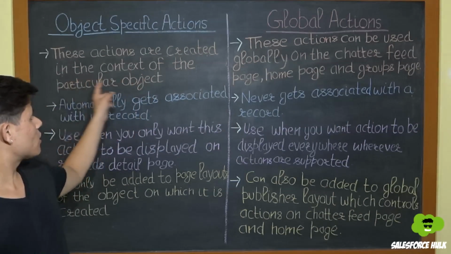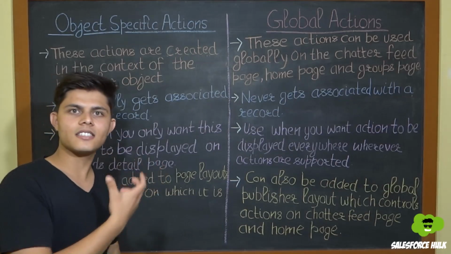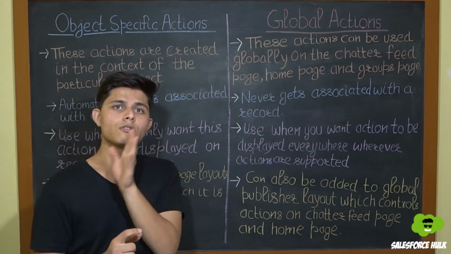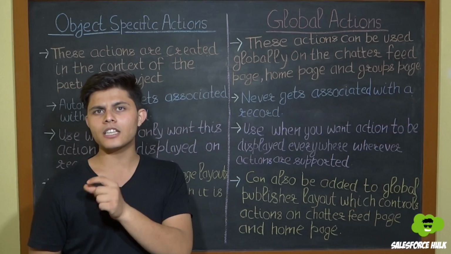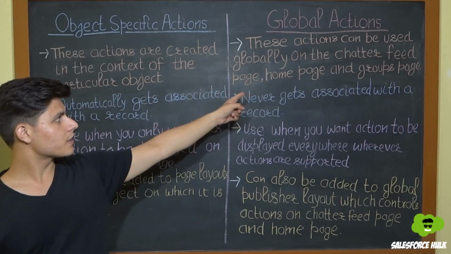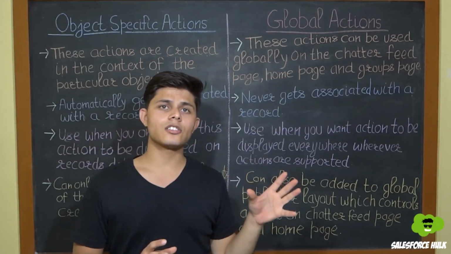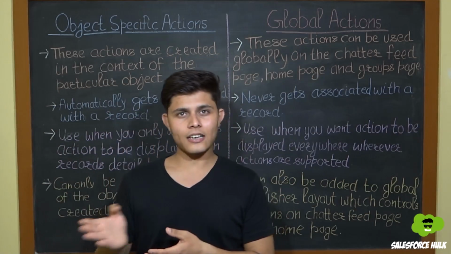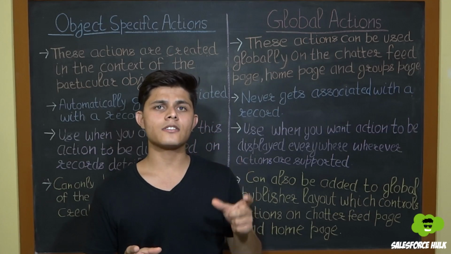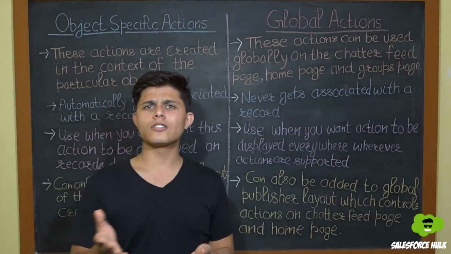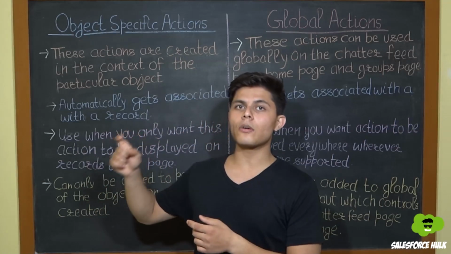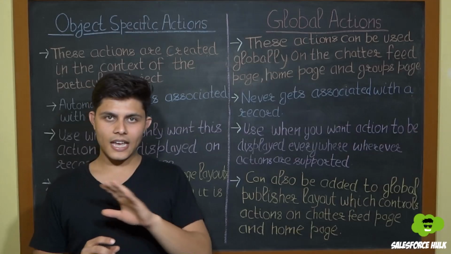Object specific actions are created in the context of a particular object. It's signified by its name only, that these are object specific actions, can only be created on an object and can only be used on the page layout or on the detail page of that particular object's record. Whereas global actions can be used globally on the chatter feed page, home page and groups page. These actions get created in the setup menu only as a global action, and these actions can be used anywhere where actions are supported, especially in the chatter feed page, home page and groups page, and also in Salesforce One. Object specific actions can also be used in Salesforce One, but only on that particular object's record, whereas global actions can be used anywhere.